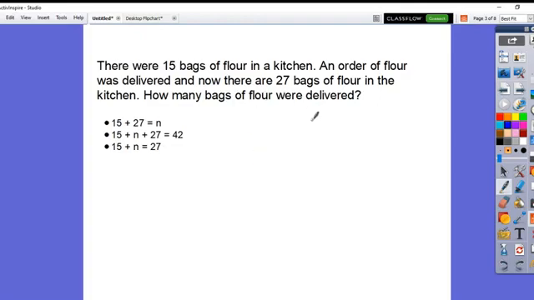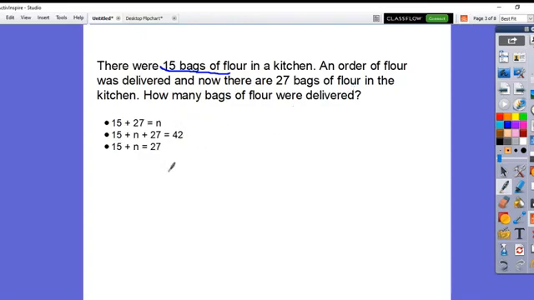Let's go analyze our problem one more time. There were 15 bags of flour in the kitchen. So that's what we know we're starting with. That's a value that we are sure of. An order of flour was delivered. That seems like it doesn't tell us how much, so that's probably what we're going to use as a variable, an unknown value. And now there are 27 bags of flour. So I want you to think, we had 15, someone brought some more in, and now when we look at our bags of flour, we have 27.